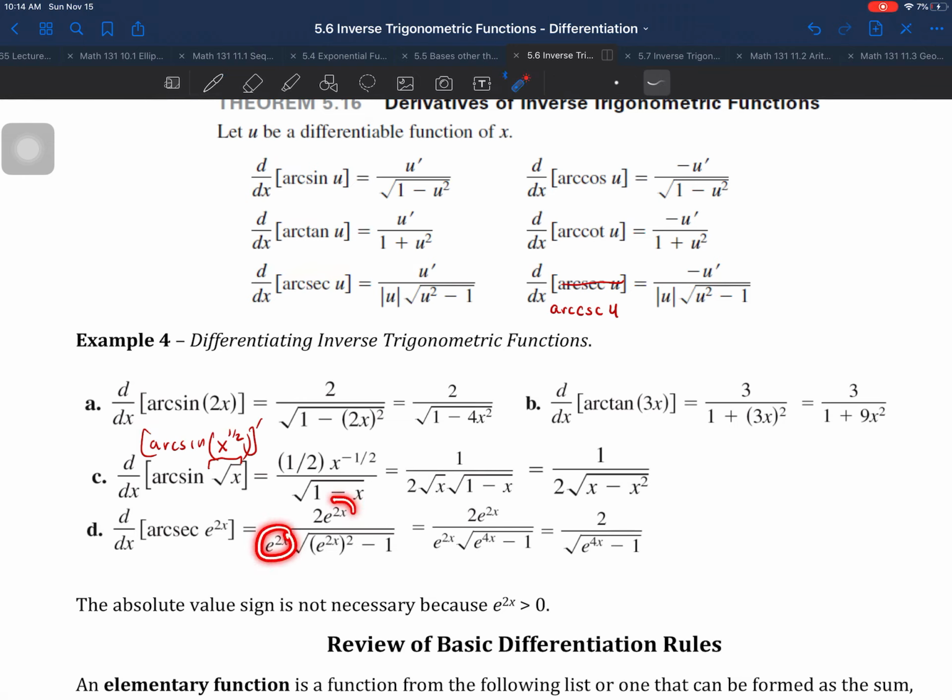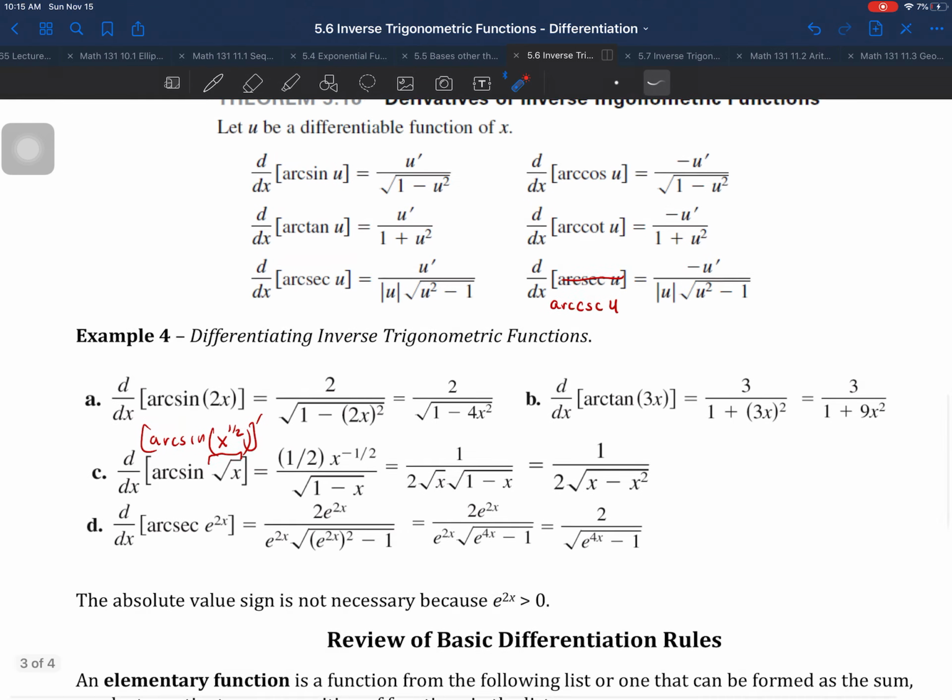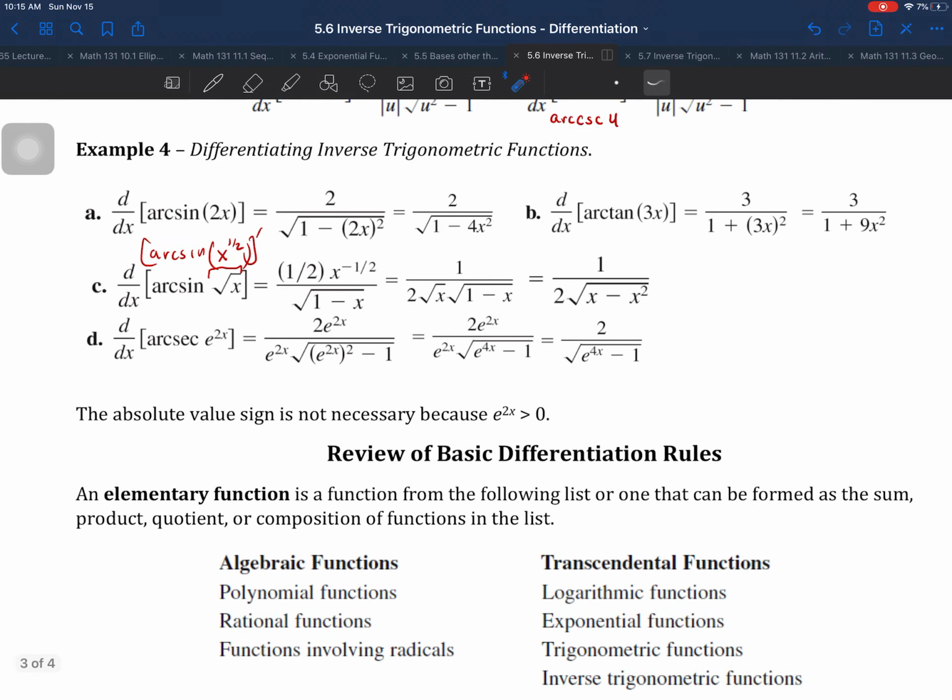So this is your u. Take the square root, u squared minus 1, and then multiply by the derivative of u. The derivative of u is itself multiplied by the derivative of the power. So it gives you that. All right. And again, because we know any exponential is always greater than 0.